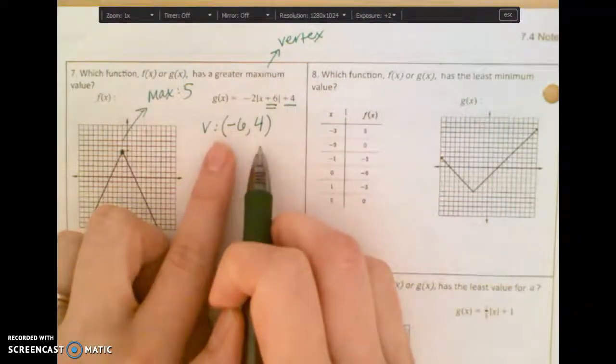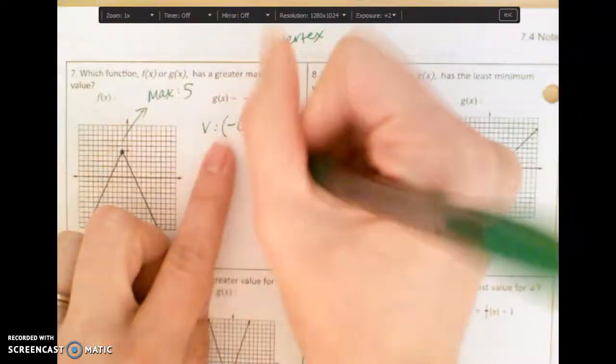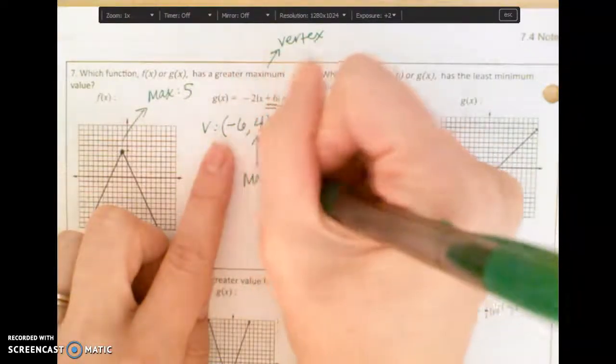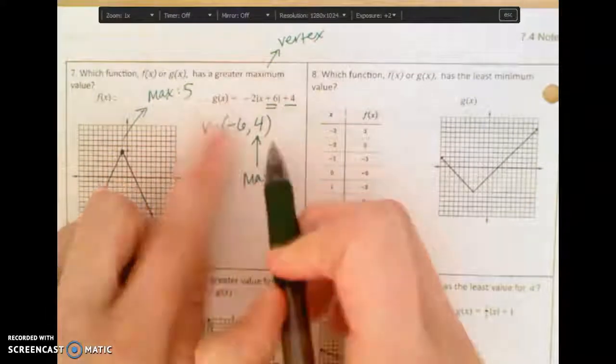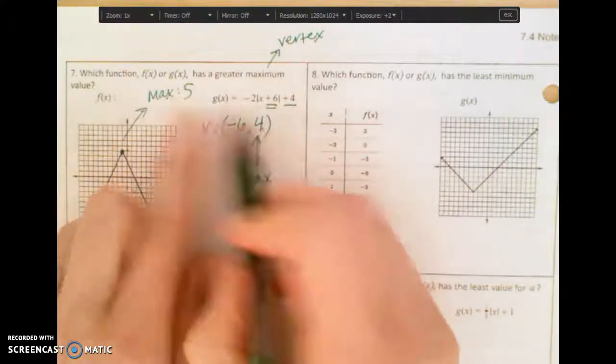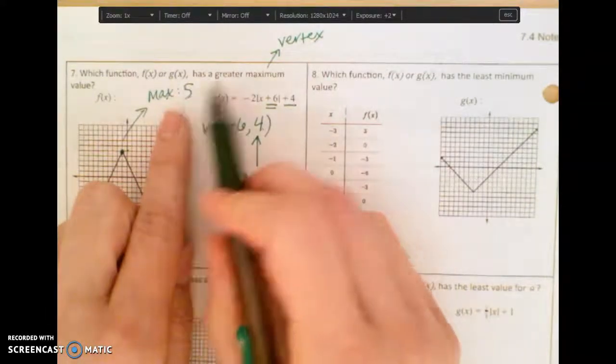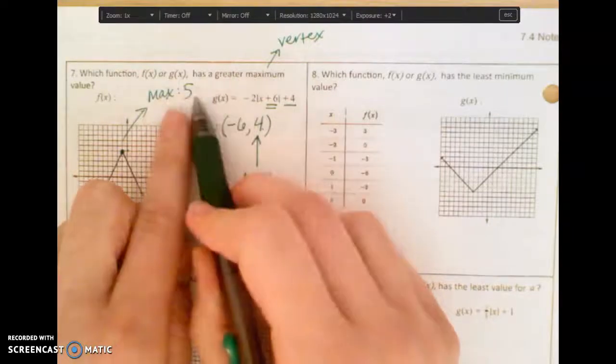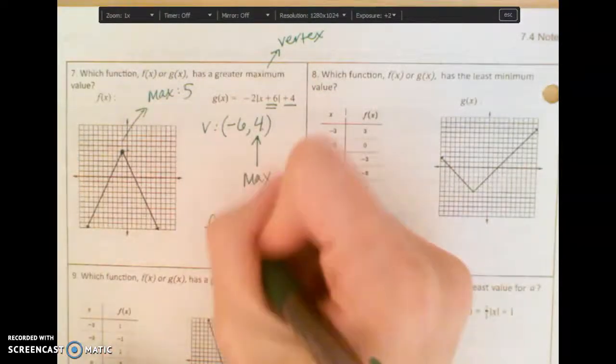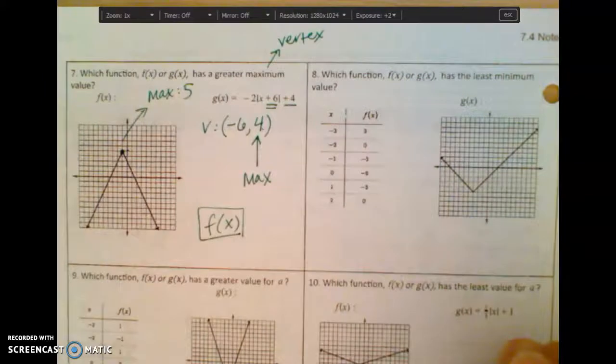What's my maximum value of my vertex? It's always the y value. So g of x has a max of 4. F of x has a max of 5. Which one has a greater maximum? 5, which is f of x. So that is how we answer these questions. Just figure out which one is correct.